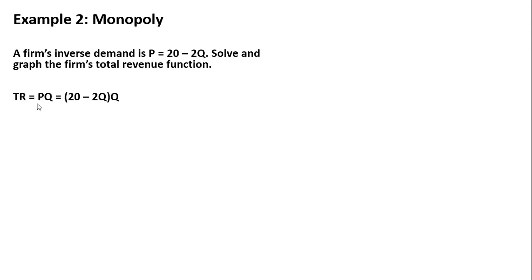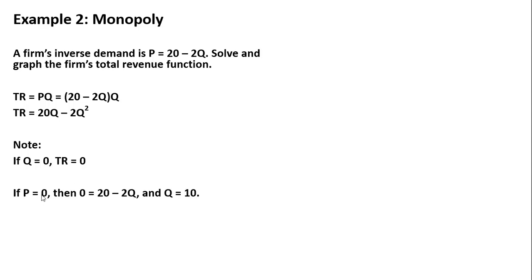So once again, total revenue is price times quantity. Here things are a little bit more complicated. Price is going to be given by 20 minus 2Q. So I'm going to substitute 20 minus 2Q in for P, and then I'm going to simplify this. So multiplying through by Q, total revenue equals 20 times Q minus 2Q squared. One thing to note, if Q is 0, if we plug 0 into this equation, total revenue would be 0. So that's going to be 1 point on the total revenue curve.